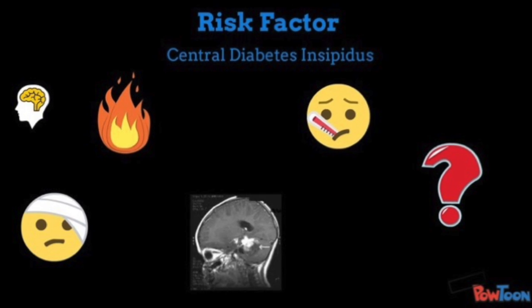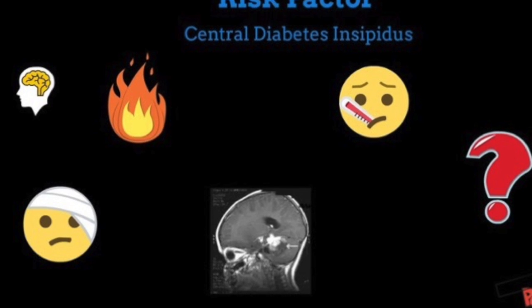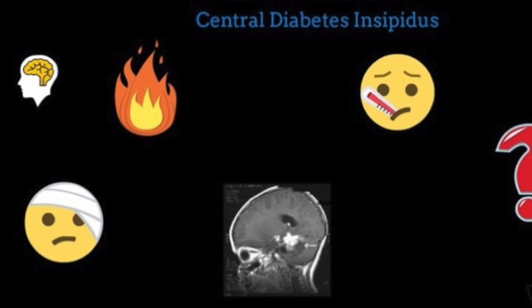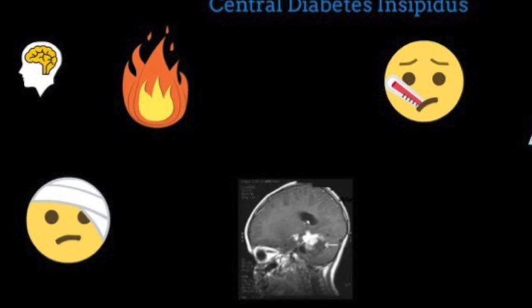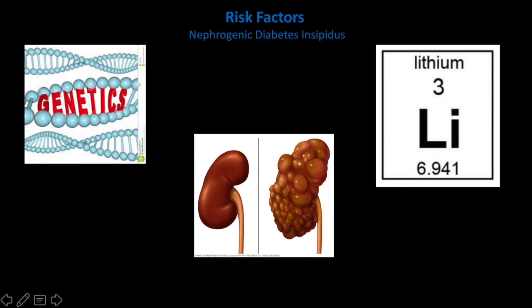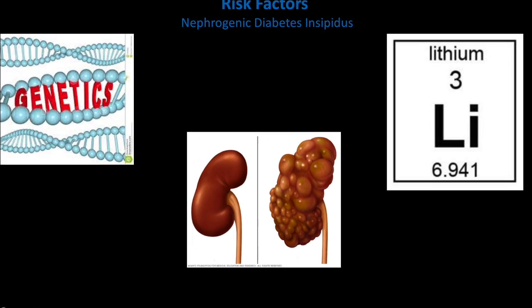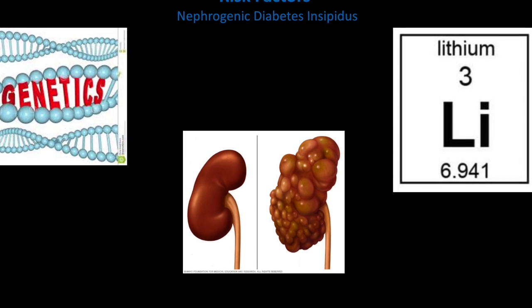The risk factors for central diabetes insipidus are surgery, a brain tumor, an illness like meningitis, inflammation, head injury, and some cases are unknown. The risk factors for nephrogenic diabetes insipidus are genetics, a chronic kidney disorder, or drugs like lithium or an antiviral medication.